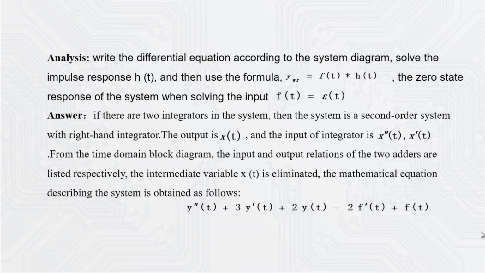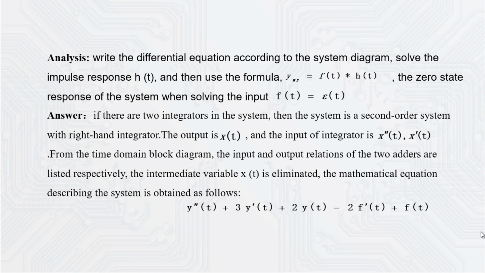We see that there are two integrators in the block diagram. Generally, we set the output of the rightmost integrator as x(t). The outputs of these two integrators are the second derivative of x and the first derivative of x. Write the input-output relations of the two adders at the left and right ends respectively, and after eliminating the intermediate variable x(t), we get the following mathematical equation of the system.